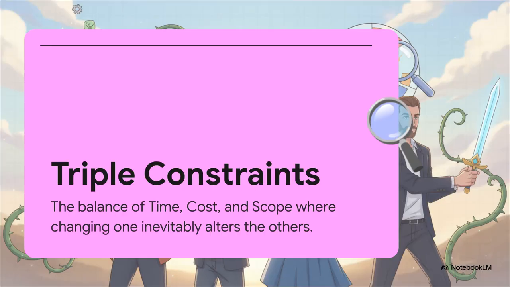And that brings us to the undeniable laws of project physics, what we call the triple constraints. Think of time, cost, and scope as a rigid triangle. If you decide to increase the scope of your mobile app to include that shiny new AI feature, you absolutely have to alter the others. You're either extending the timeline or you're hiking up the cost to hire more developers. You cannot pull one corner of this triangle without stretching the whole thing. Grasping this reality is step 1 in taking back control of your roadmap.